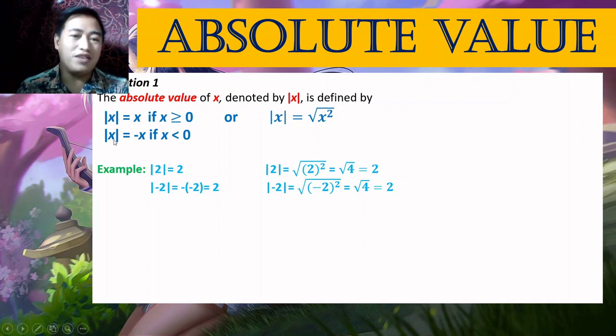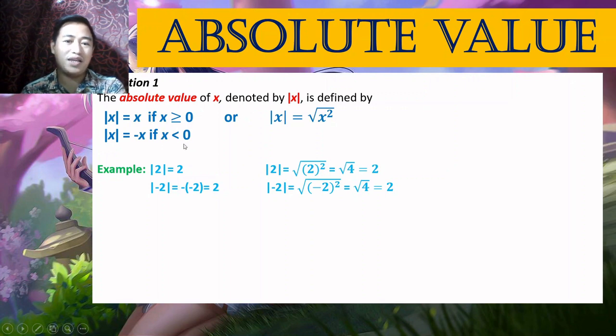Then, the absolute value of x is equal to negative x if x is less than 0. So, if x is less than 0, class, the x inside is negative. So, negative times negative x becomes positive. Or, the absolute value of x is equal to the square root of x squared. So, if this is negative, when you square it, it becomes positive, and when you take the square root, you get back the number. Okay?